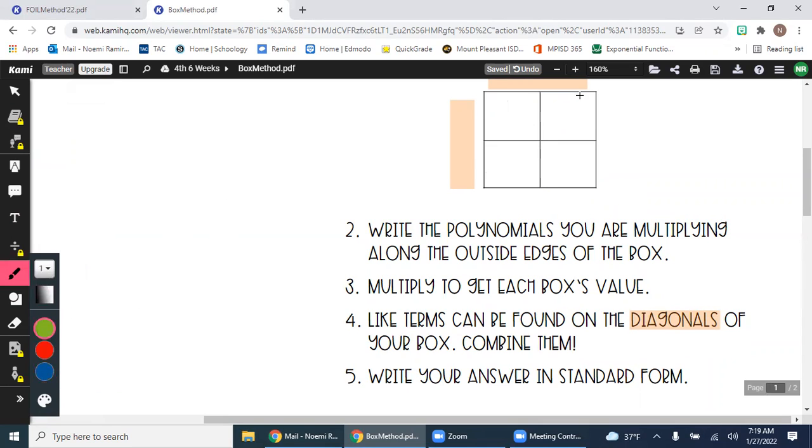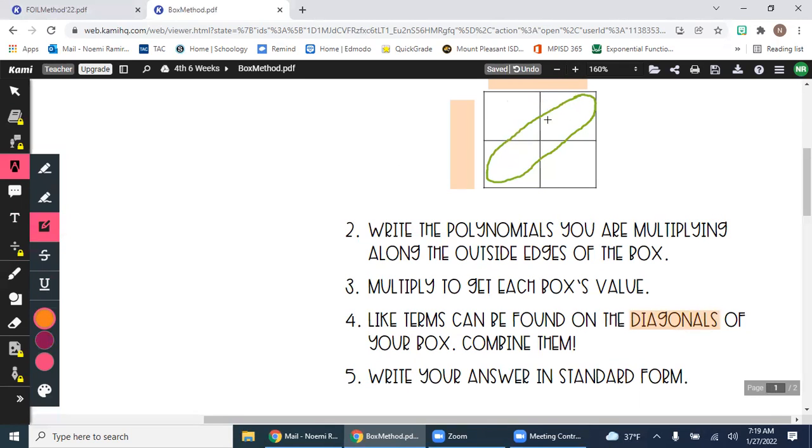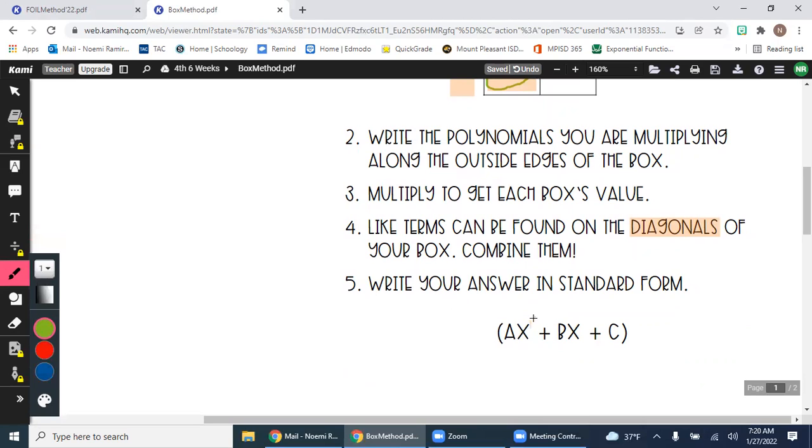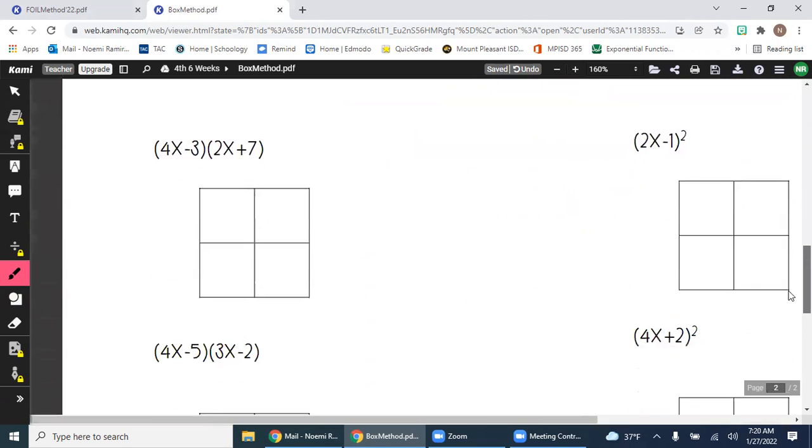Anyway, your like terms are always going to be found here and here, upper right, lower left, in these two boxes. Okay. And then you write your answer in standard form. Oh, actually, it's ax squared plus bx plus c. I guess I didn't add that. Maybe it just didn't print. Okay, so here we go.